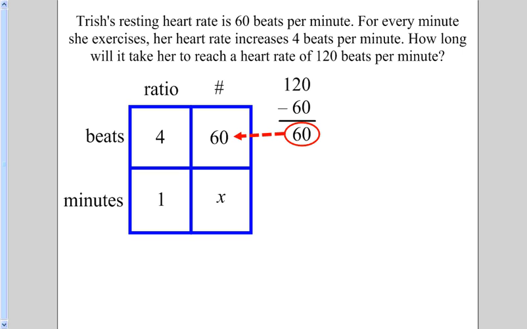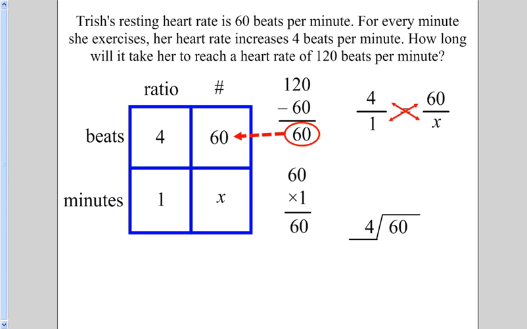So let's set up a proportion over here. We have 4 over 1 equals 60 over x. And we can use cross multiplication to solve this. So we're going to say 1 times 60 divided by 4 is going to tell us how long it takes to go up from the resting rate of 60 to 120. And 1 times any number is going to be the number itself. 1 times 60 is 60. That's easy. And then 60 divided by 4 is going to tell us how long it's going to take.